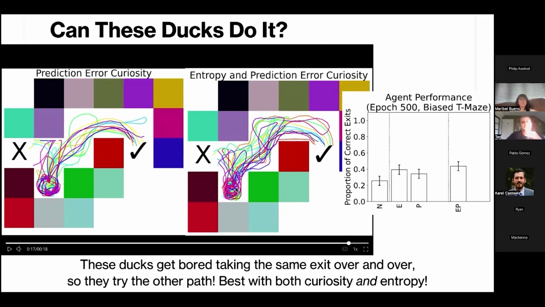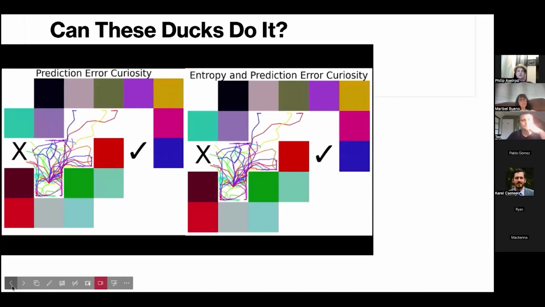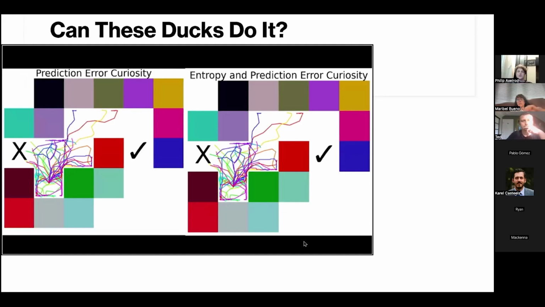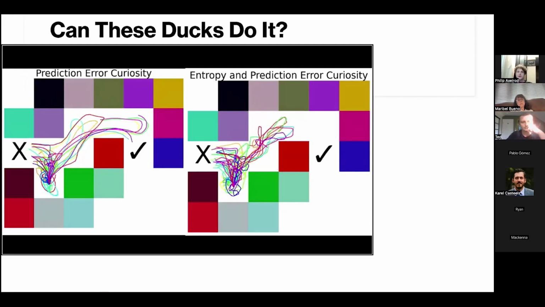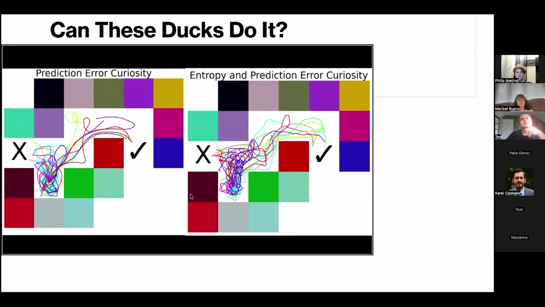Wouldn't, once the ducks consistently find a path to the most rewarding exit, wouldn't the extrinsic reward part of the critique function kind of dominate over the curiosity and entropy aspect of that, causing it to converge, or is that really not a guarantee?